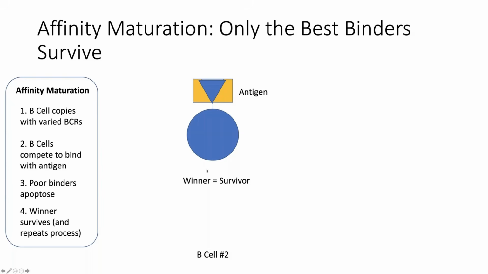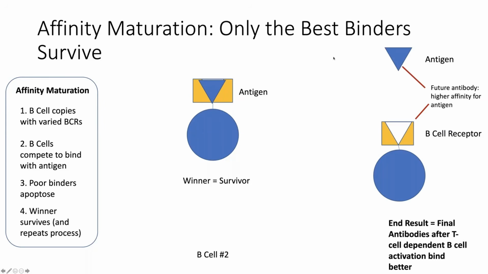So it's going to survive at least this round of affinity maturation, and then the process repeats. Now this will multiply itself. You'll have slight variations of its B cell receptor on each copy of the B cell that comes from this. They will all compete and one of them will survive, and the other ones are going to die. Then the surviving B cell or B cells are going to multiply until you have a B cell receptor that now binds really well to that antigen. Because what you're trying to do is have that future antibody bind really well to the antigen.